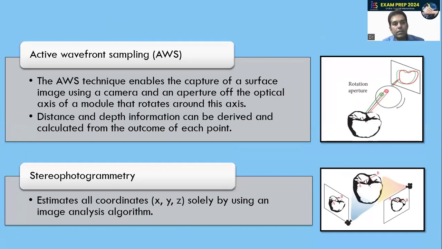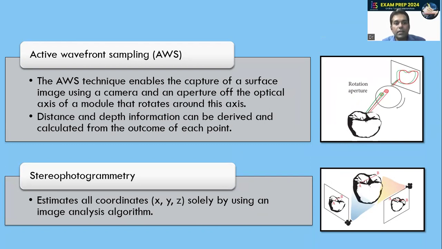The next technology is active wavefront sampling, that is AWS. The AWS technique enables the capture of a surface image using a camera and an aperture on the optical axis of a module that rotates around this axis. Distance and depth information can be derived and calculated from the outcome of each point.